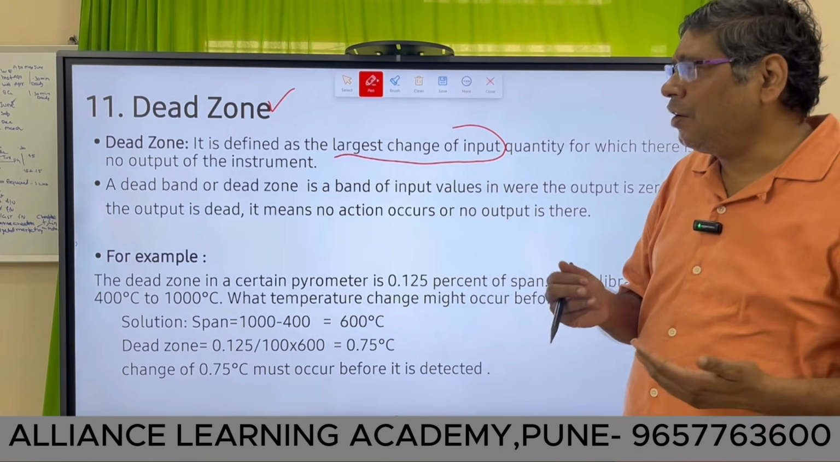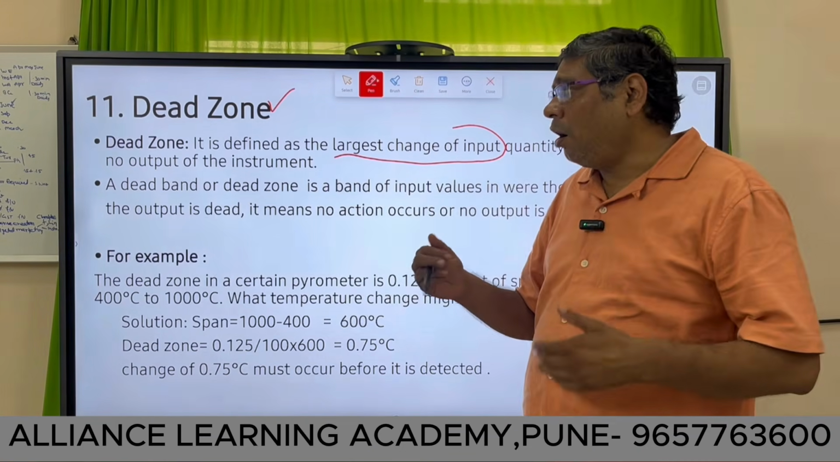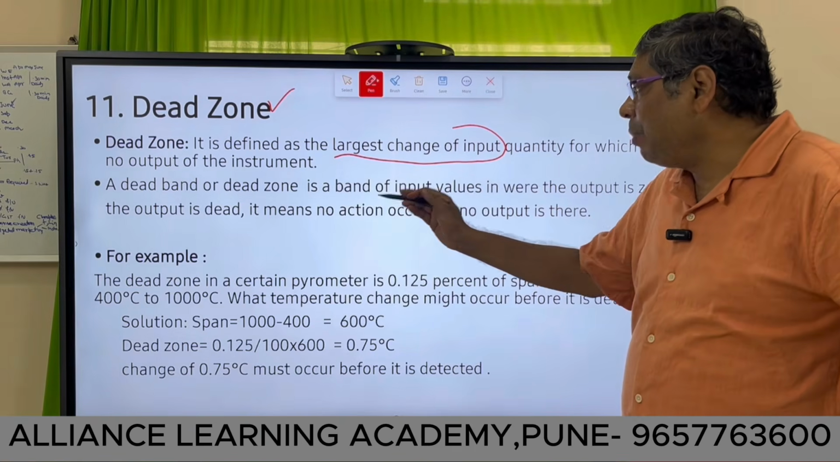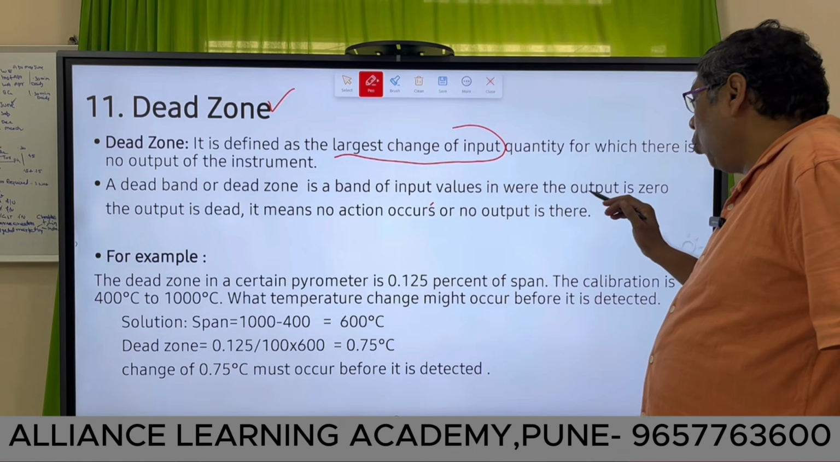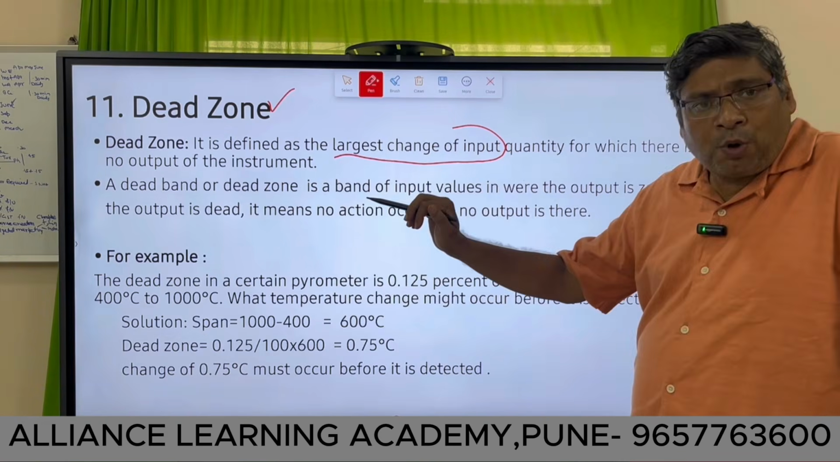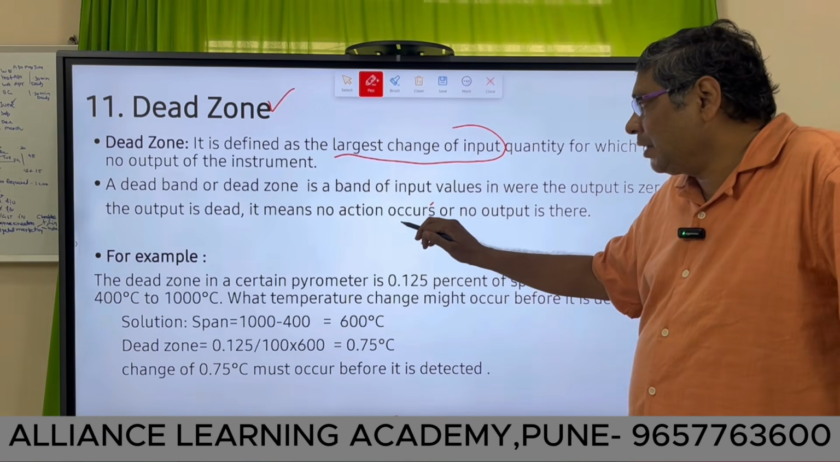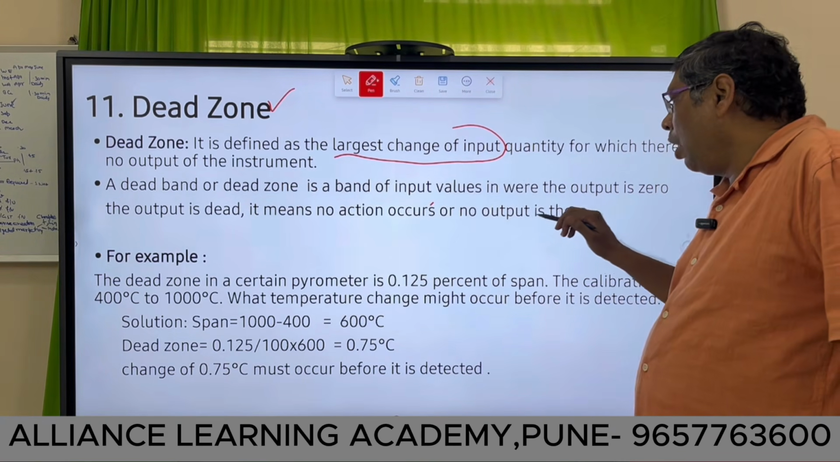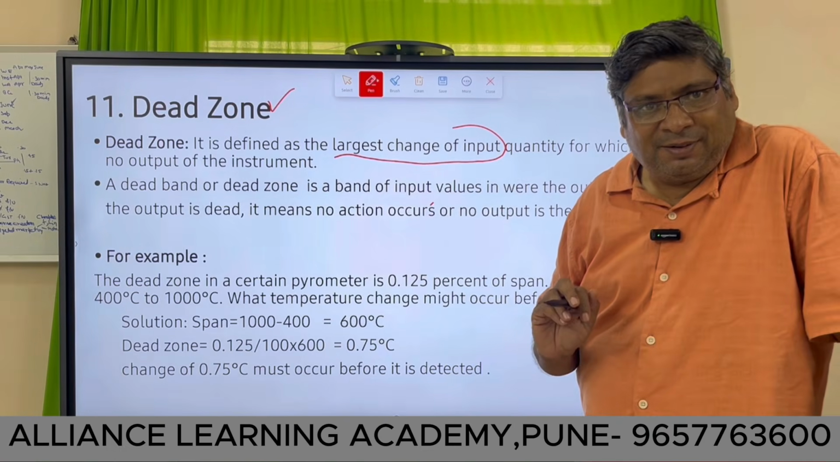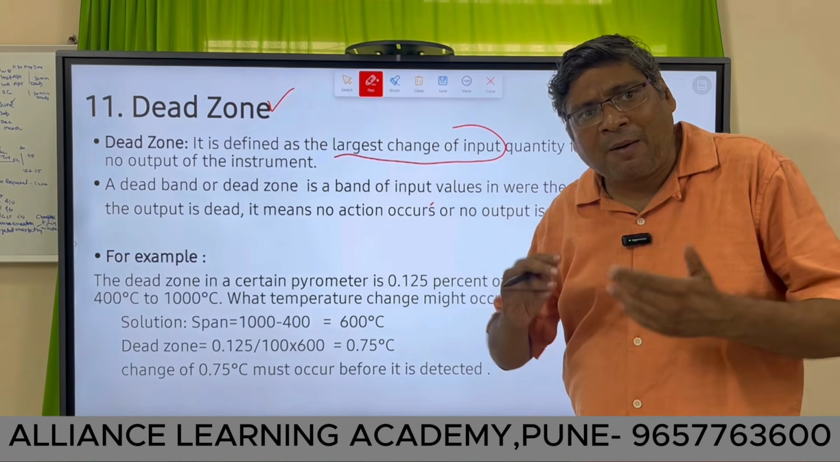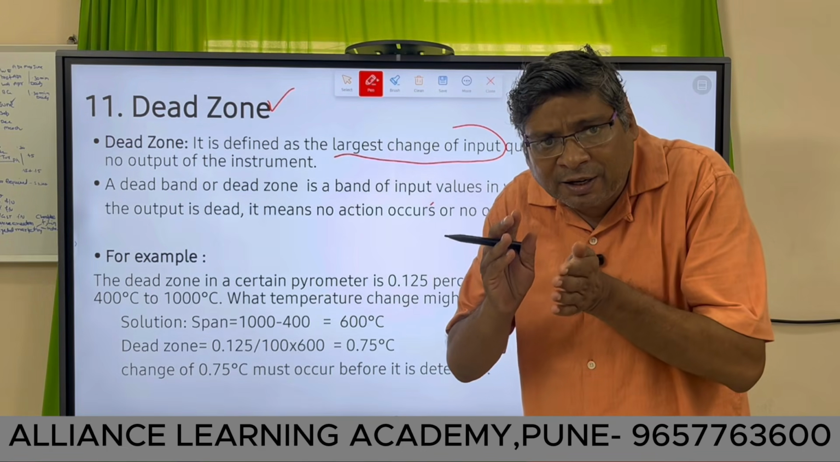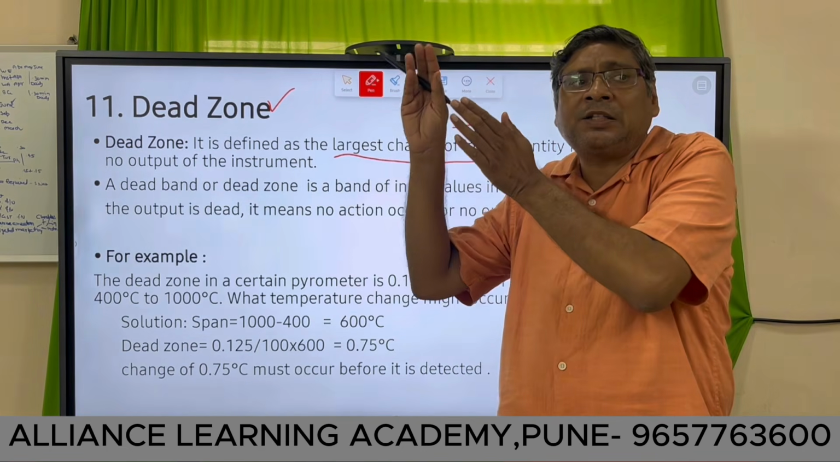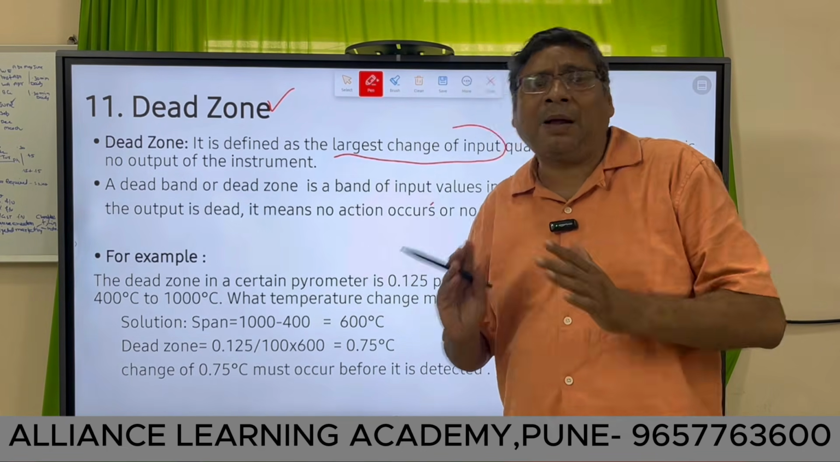So we'll go forward. Dead zone or dead band is a band of input values in which the output is 0. The output is dead, it means no action occurs or there is no output. I am giving some input but I am not getting output for that particular input, and then automatically my instrument starts measuring the parameter.